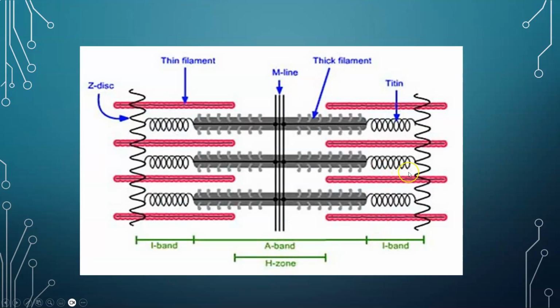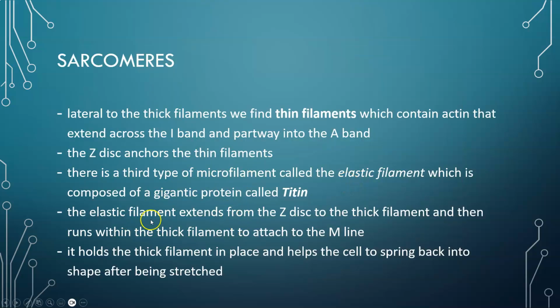So again, we can see here it's anchored to the Z disc. It curlicues to the tip of the myosin, and then it runs the entire inner part of the myosin to anchor right here on the M line. It's not curlicued in here, but it is here within the I band between the Z disc and the tip of the myosin. So the elastic filament extends from the Z disc to the thick filament and then runs within the thick filament to attach to the M line. It helps hold the thick filament in place and helps the cell to spring back into shape after being stretched.